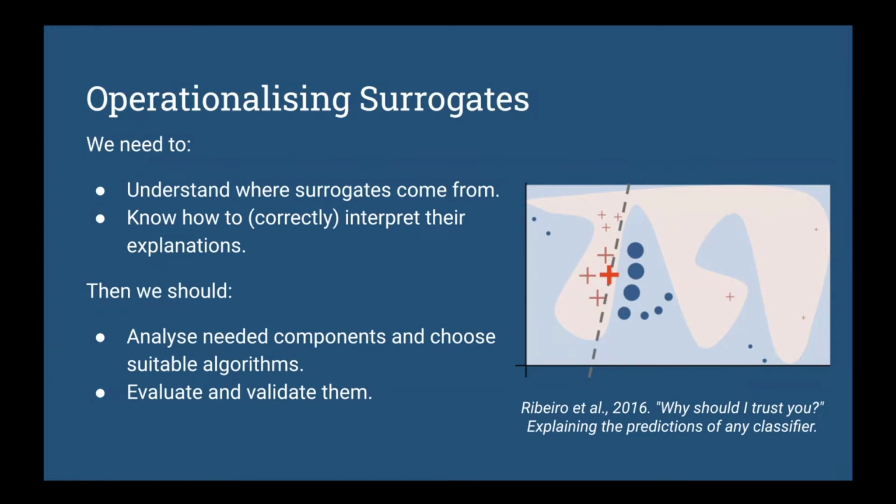But in order to do all of that, we need to understand where surrogates come from, so how each building block contributes to the final explainer, and also how to correctly interpret the explanations. This is what you will be able to experiment with in the hands-on part of this tutorial. But then we should also analyze different components and choose the correct ones for our particular use case, because every single use case may require different components. And then also have some sort of tools or techniques or strategies to evaluate and validate these components as we go.